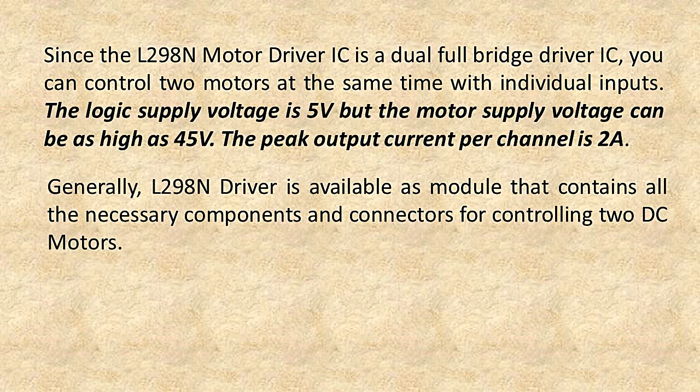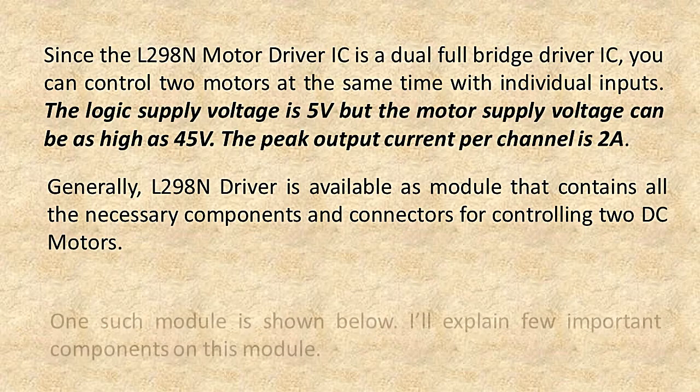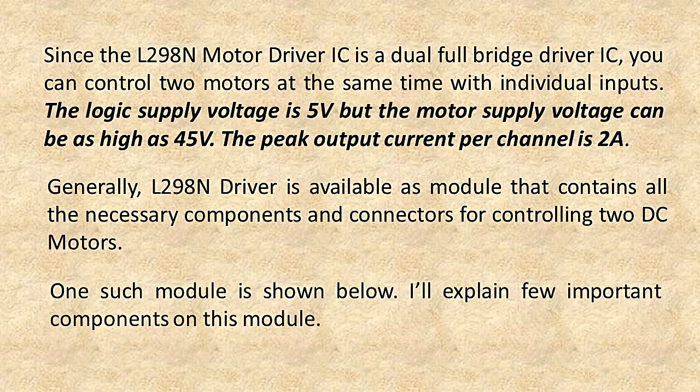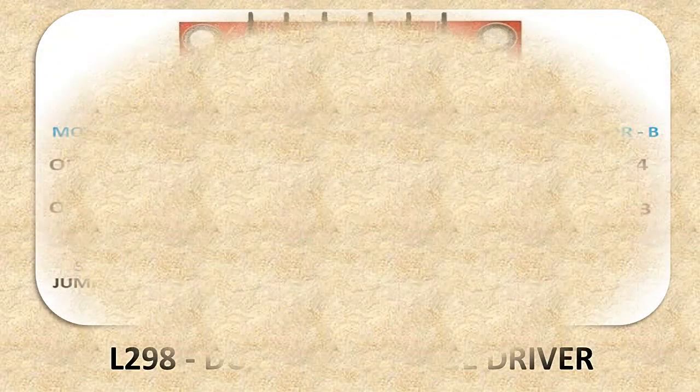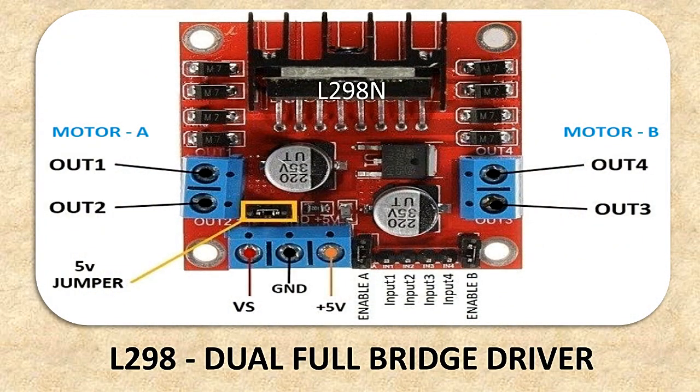Generally, the L298N driver is available as a module that contains all the necessary components and connectors for controlling two DC motors. One such module is shown below. I will explain a few important components on this module. The image shown here is the L298N module. Motor A is connected between out 1 and out 2. Motor B is connected between out 3 and out 4.